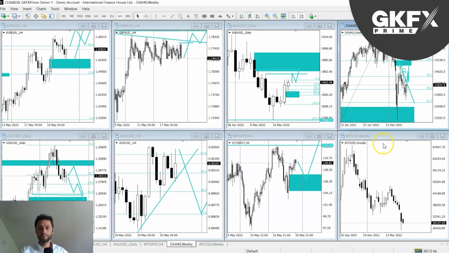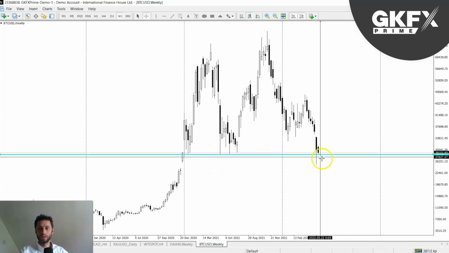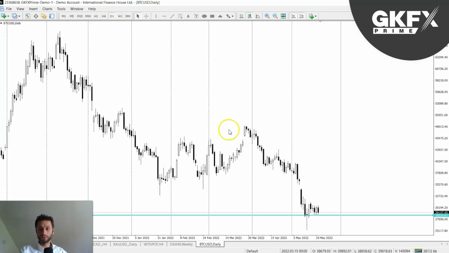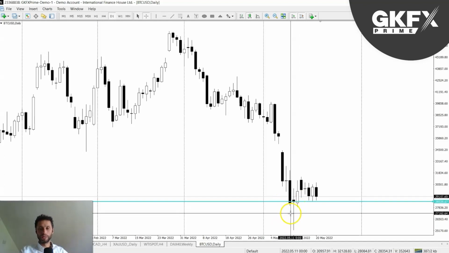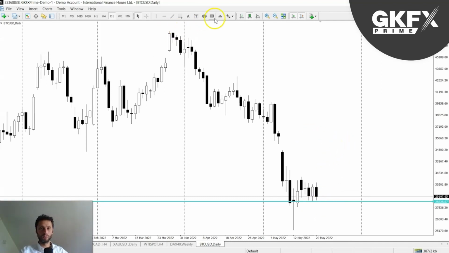And finally, but not least, I'm going to go into crypto, Bitcoin. And I think I mentioned this last week as well. This is this level, this big important level right here. What we can see here is a very big wick rejection, which acts as a fake out in this case. And you can see that we've not really closed below it. So this would hint the fact that we've got a bit more upside to go.